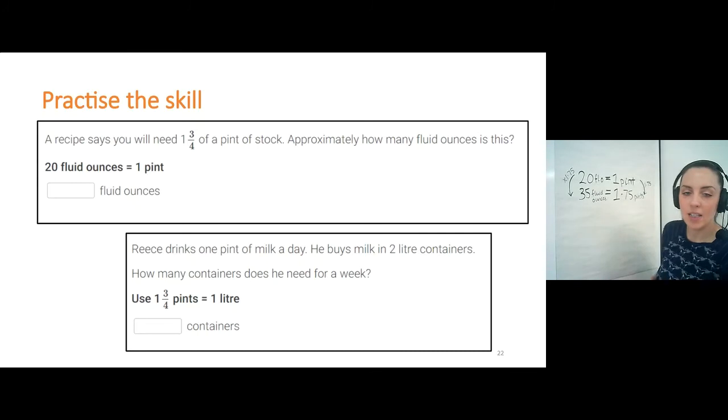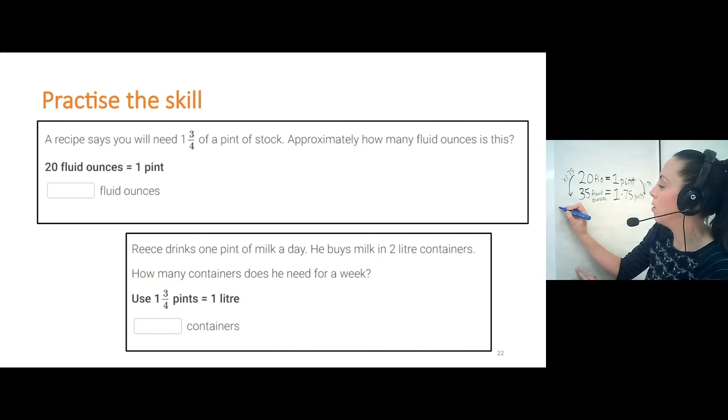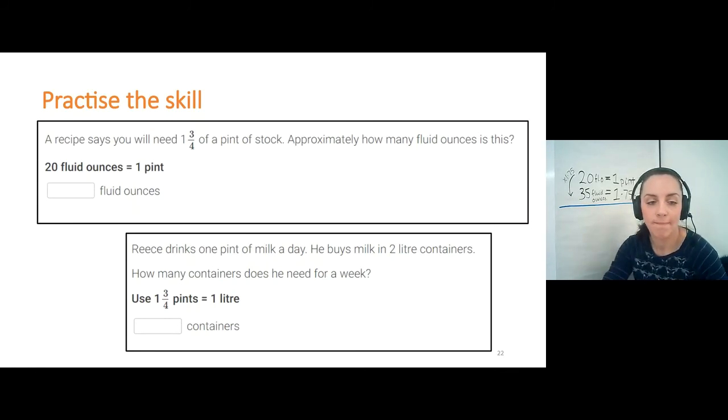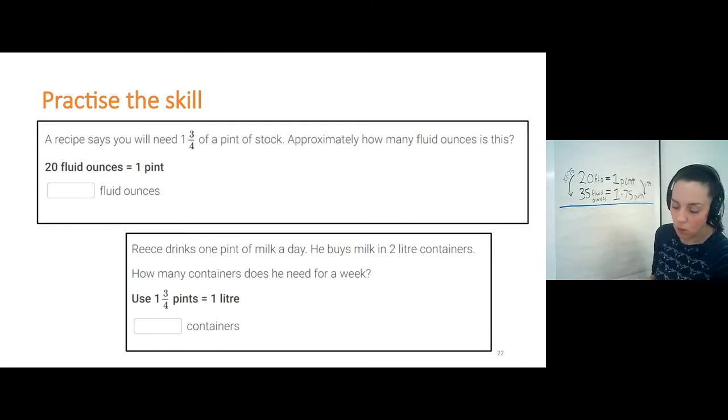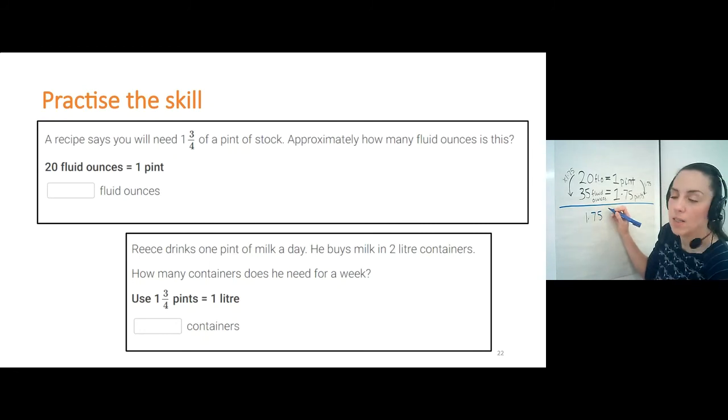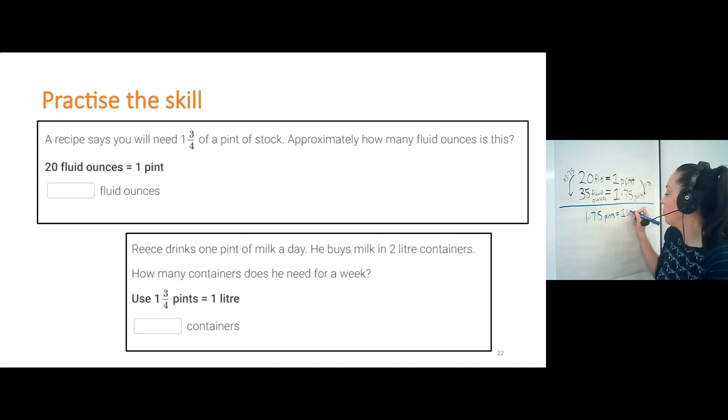So Reese drinks 1 pint of milk a day. Slightly different question again here because we're going to be applying a bit more. He buys milk in 2-litre containers. How many containers does he need for a week? No problem, Georgie. So if we use 1 3/4 pints equals 1 litre, we already know that 1 3/4 is the same as 1.75. So let's stick with what we prefer. So 1.75 pints is equal to 1 litre. There's our rule.